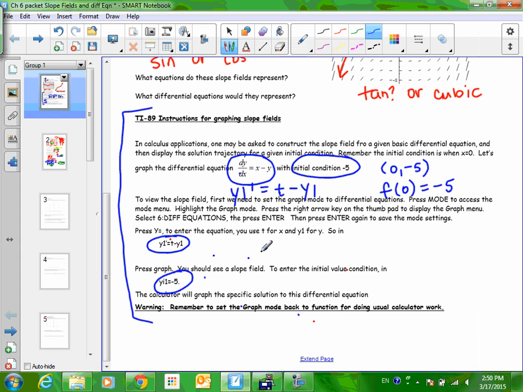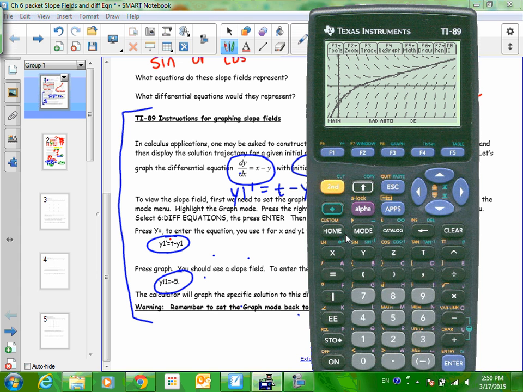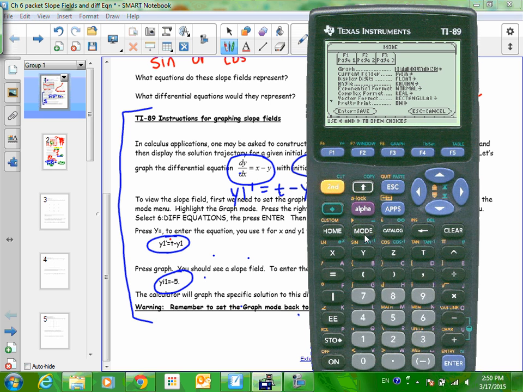All right, now if you're going to use your calculator for just normal graphing, you can't do it in this mode. Remember, we changed the mode. So I want to make sure you understand how to change it back. You're going to go back to mode, and I'm going to encourage you to go ahead and do this now. That way it's in the regular mode, and then you can always change it to differential equations if you want to use this.